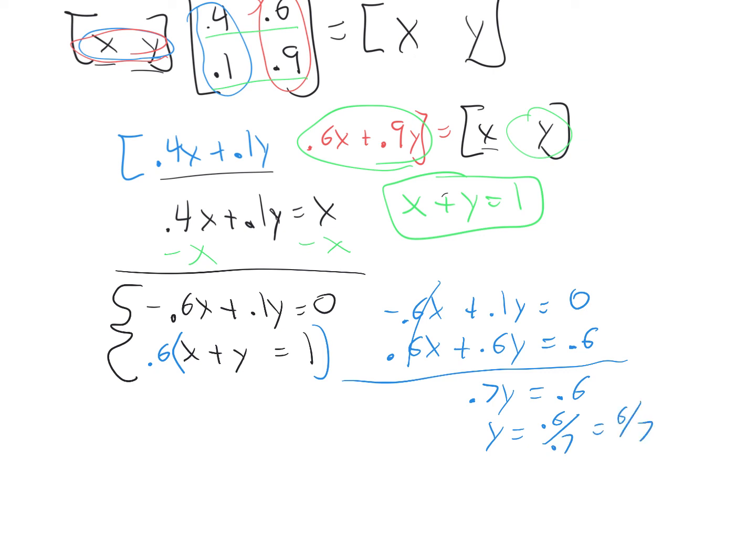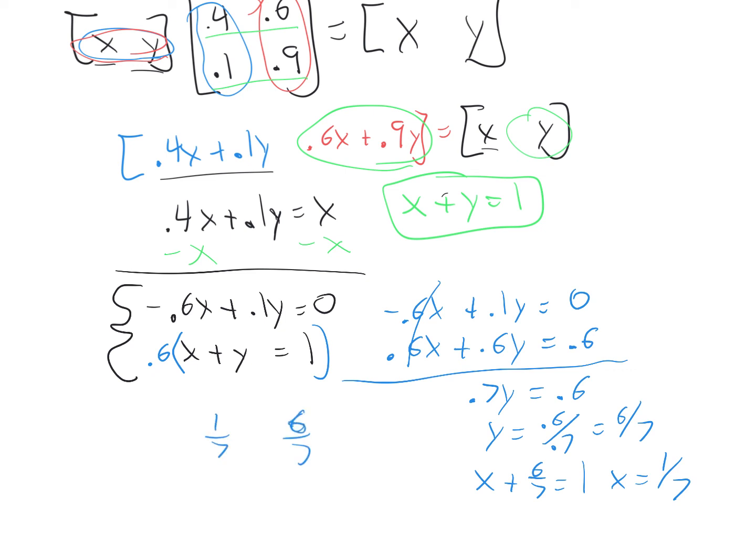And then I need to know what x is, and we know that x plus y equals 1, so x plus 6/7 equals 1. So if I subtract 6/7 from both sides, I get 1/7. And so up at the top, if I was calling this A and B, now I know that in the long run, A is going to be 1/7 and B is going to be 6/7.